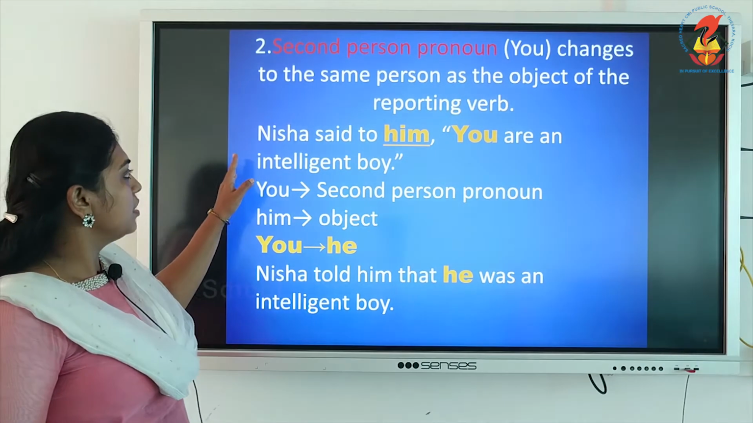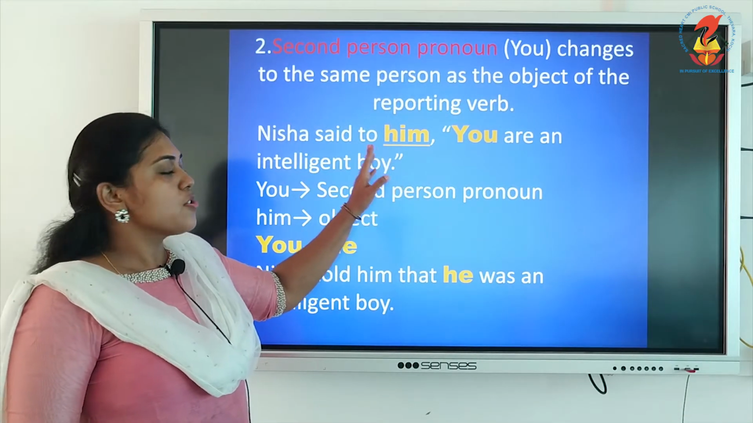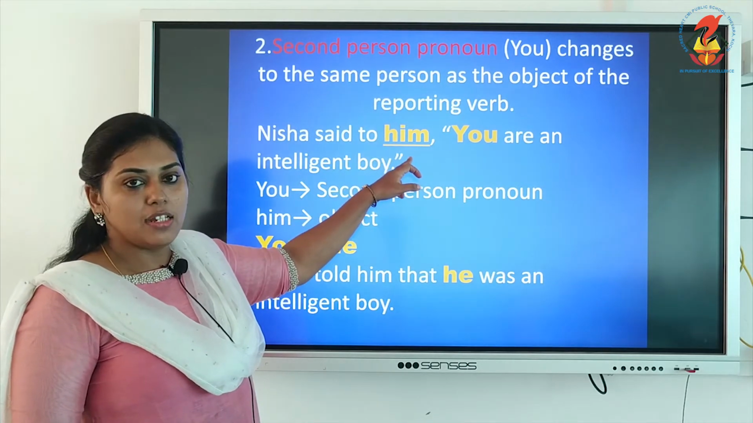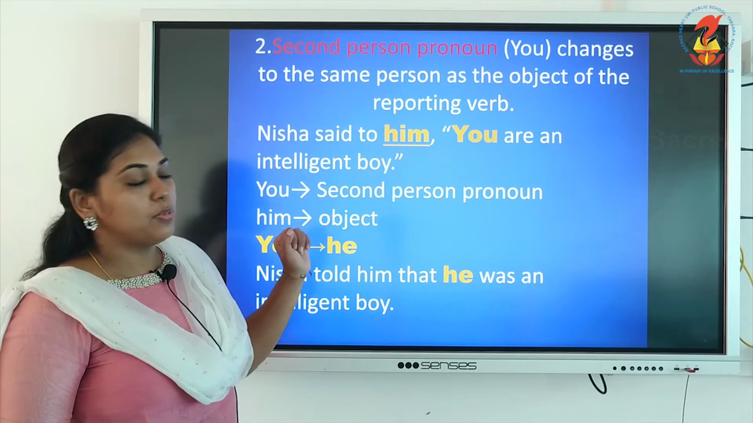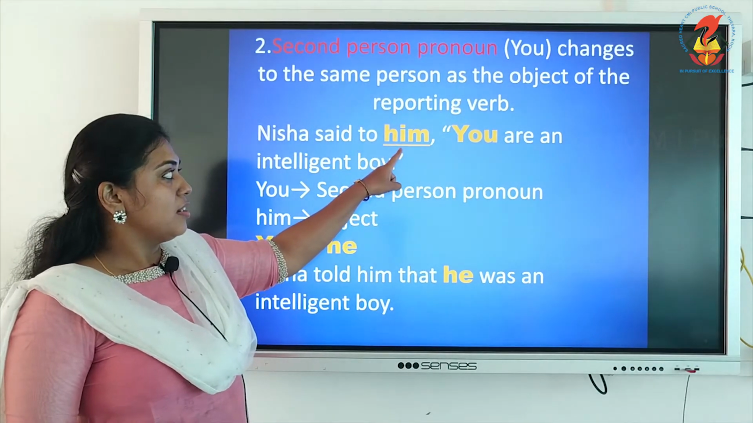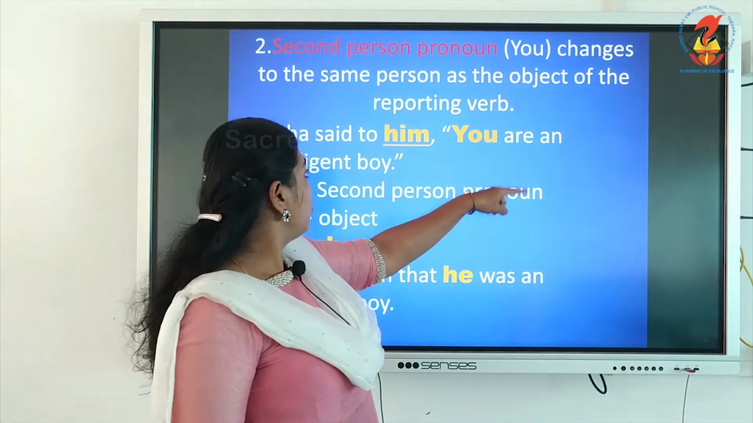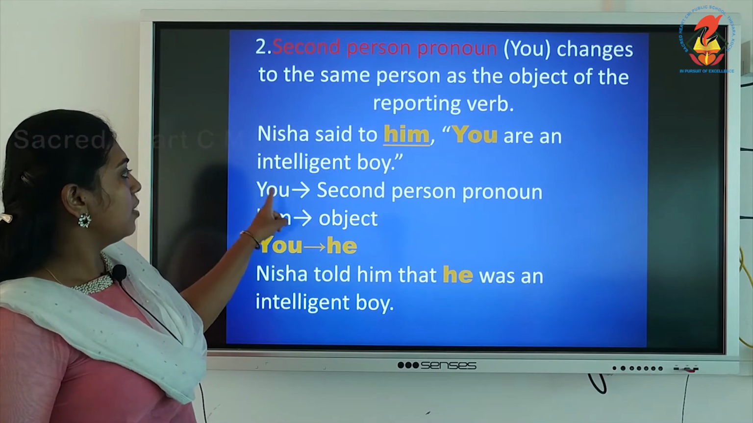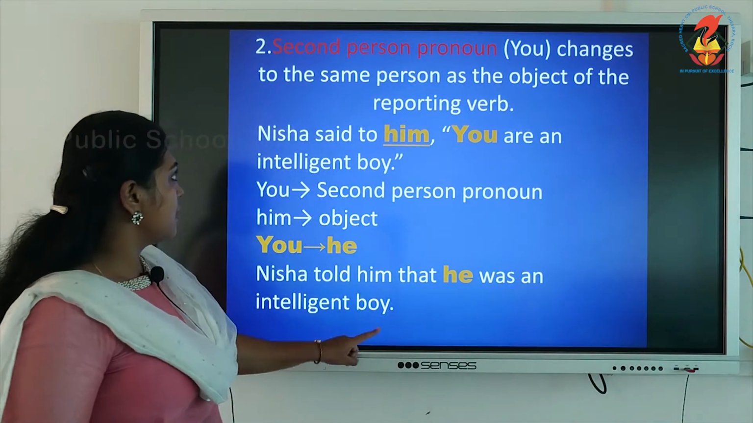Let's look at this sentence, children. Nisha said to him, "You are an intelligent boy." So we know that said is the reporting verb. So here, what is the object? Yes, him is the object. So we have to take the same person as the object of the reporting verb. So instead of you, we replace it with this person. It's a male person, right? So instead of you are an intelligent boy, we say he. And we write the sentence as, Nisha told him that he was an intelligent boy.